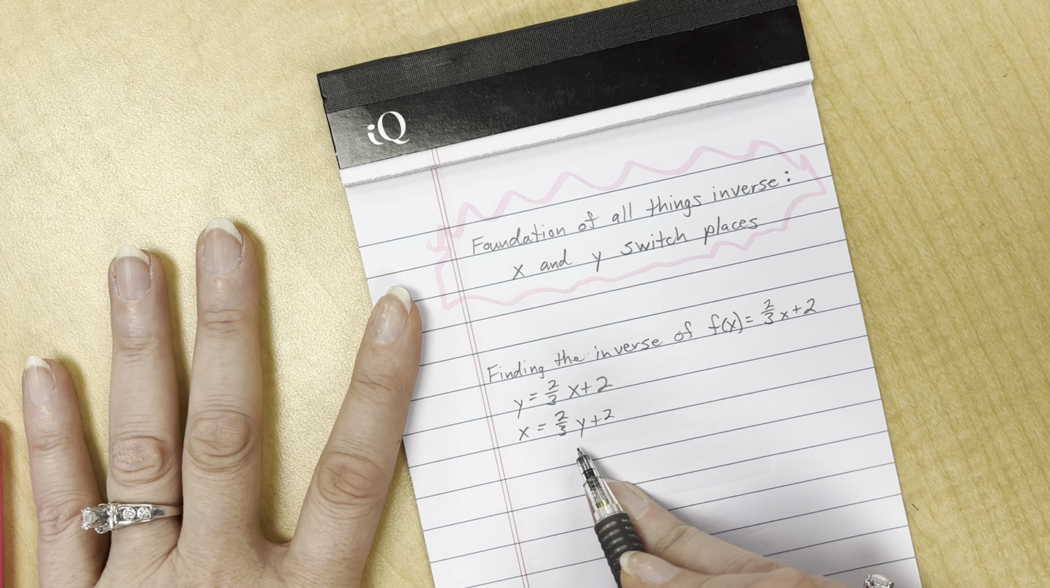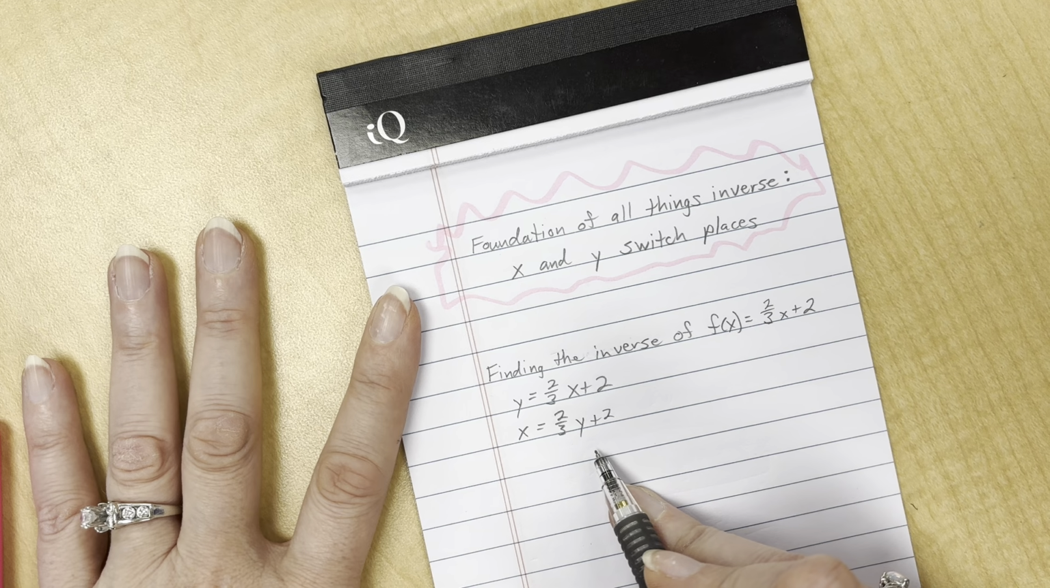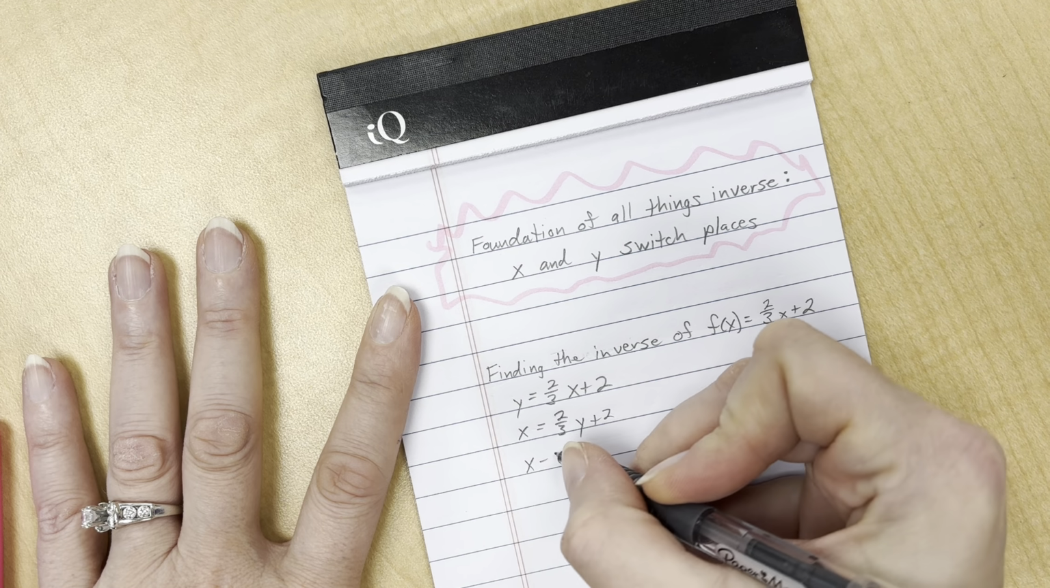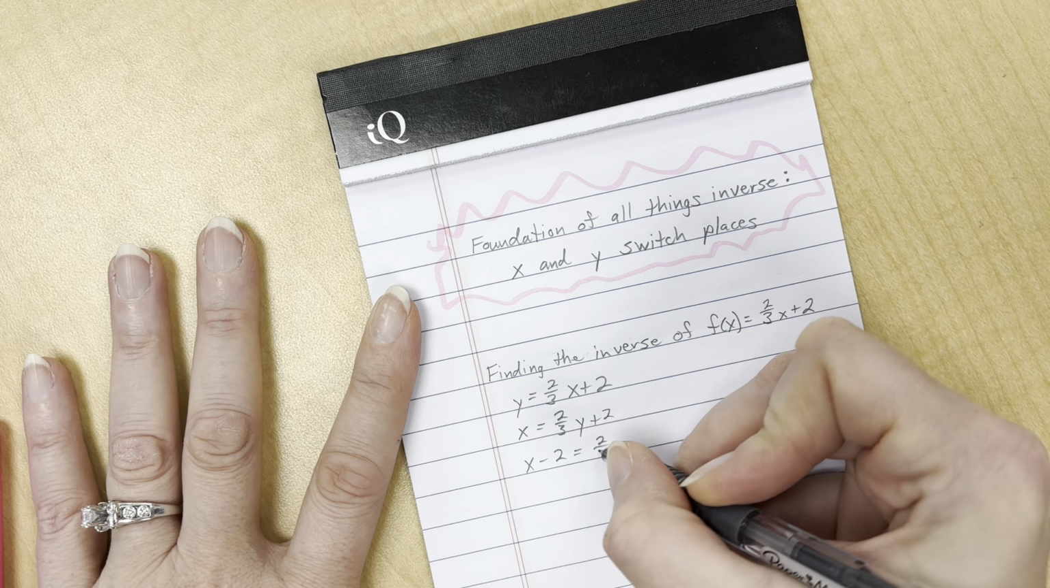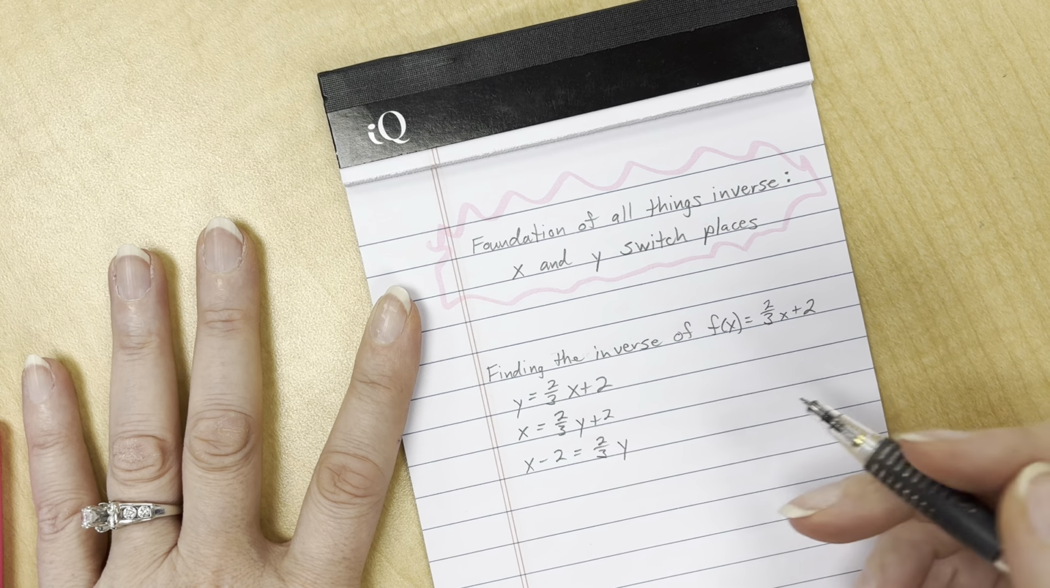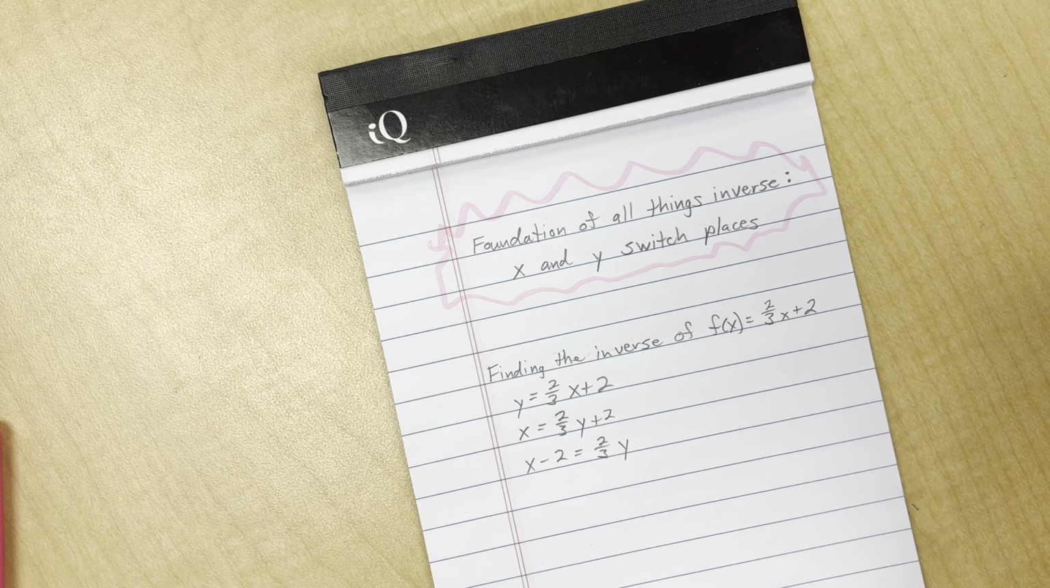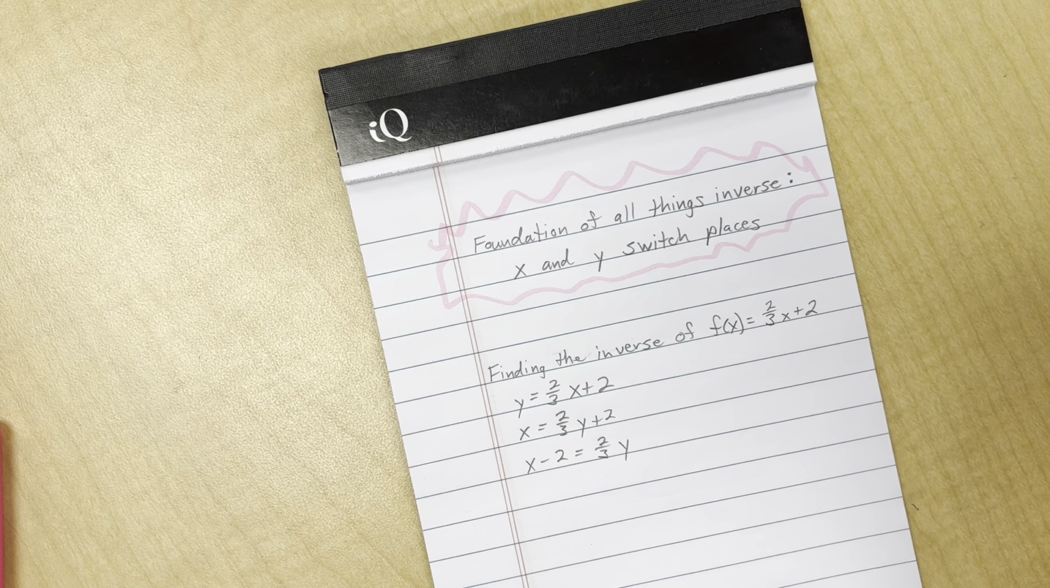If I wanted to get y by itself, so that this looks like a function again, I would need to subtract 2. So I would have x minus 2 is equal to 2/3 y. And I almost have the y by itself. I would need to, can you do that? I don't know, can you? Dividing by 2/3 is the same as multiplying by 3/2.